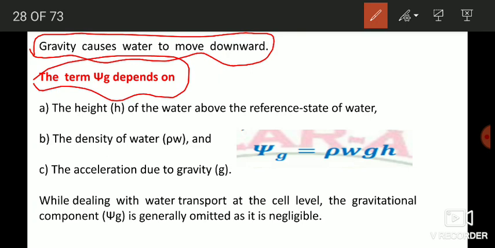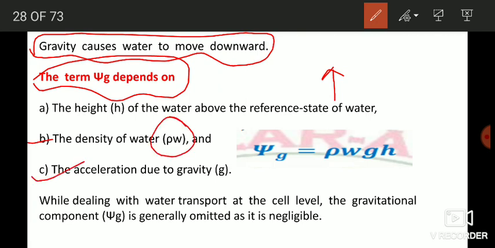The height of water above the reference state of water. What is the height of water column? If you are calculating the psi g for water, the first factor that you have to take into account is the height of the water column. The second is the density of water, which is represented by rho w.